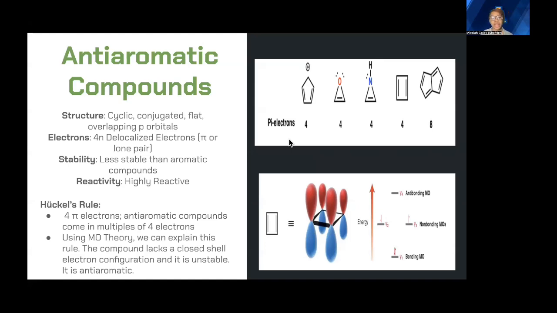And then using the MO theory, which is talking about the orbitals within a compound, we can explain the rule. The compound lacks a closed shell, and the electron configuration is primarily unstable and is anti-aromatic. And you can see that within this structure, this is an anti-aromatic compound, and then this is the energy level, and then you can see the bonding orbitals of the compound, and that can tell us its stability or not, and as well if it's anti-aromatic or aromatic.